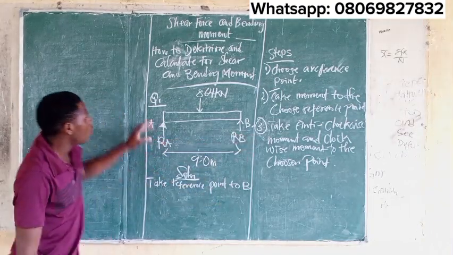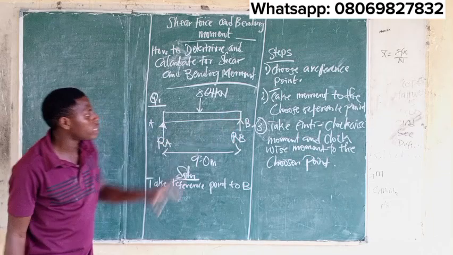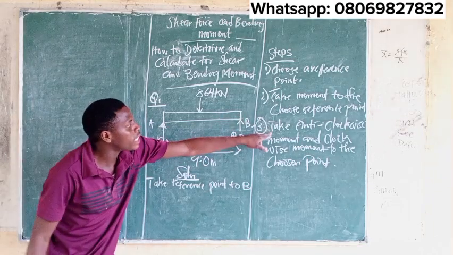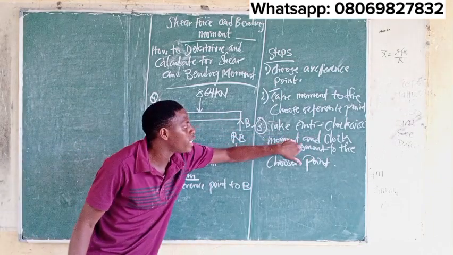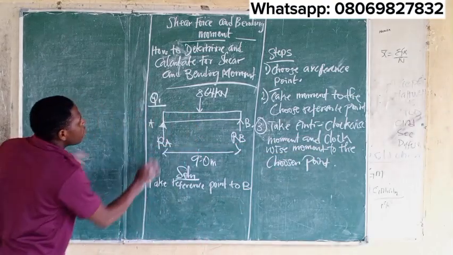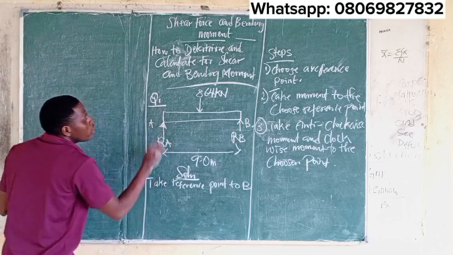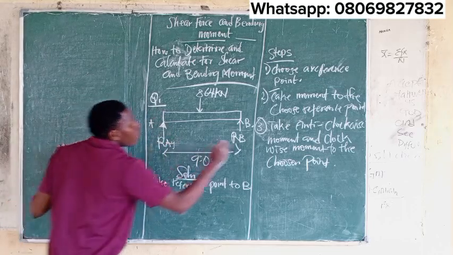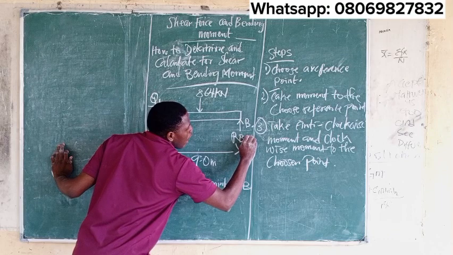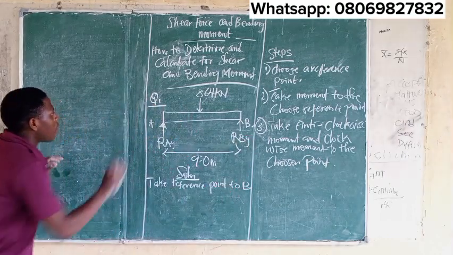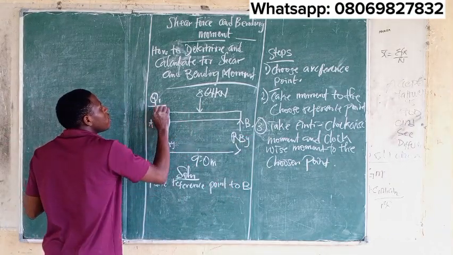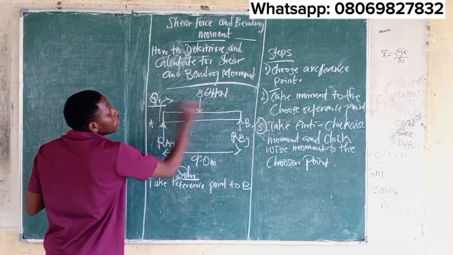The next thing we'll do is we are taking moment to this point. And what is the moment we are taking? We are taking anti-clockwise movement and clockwise movement. Now, this is the first reaction. So we can call this RAY, and we can call this RBY. Now, we are taking moment from this point, which is clockwise, to this point.